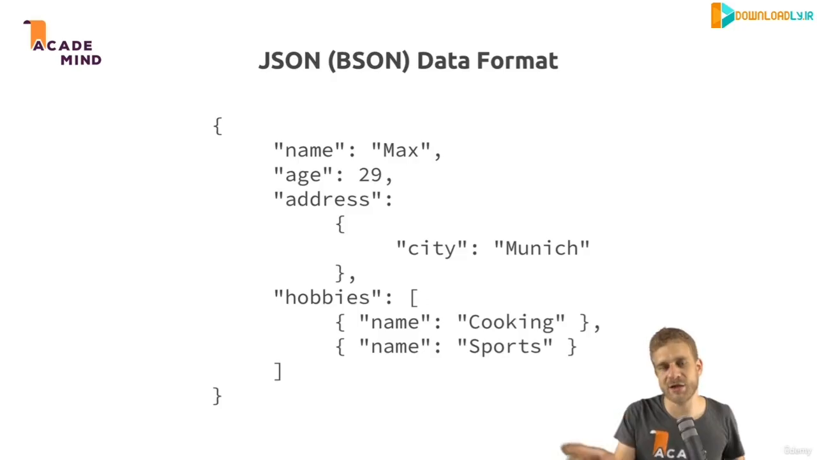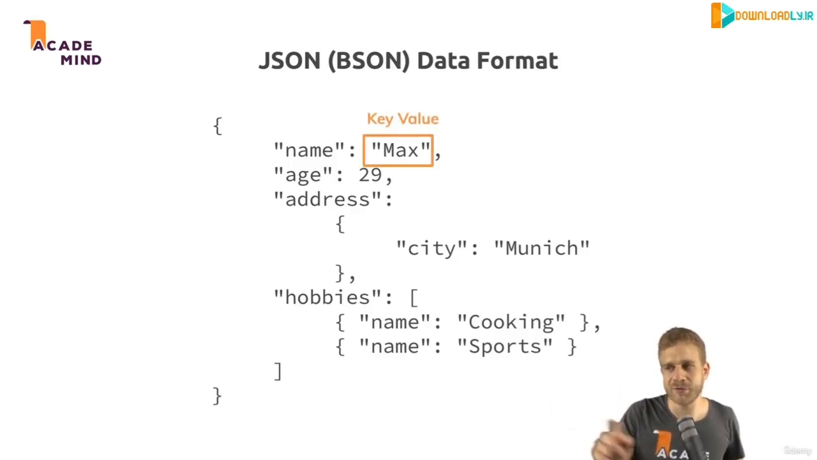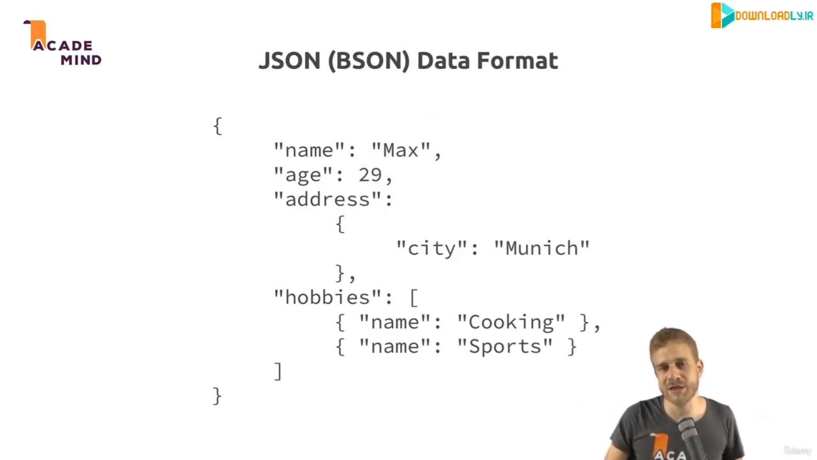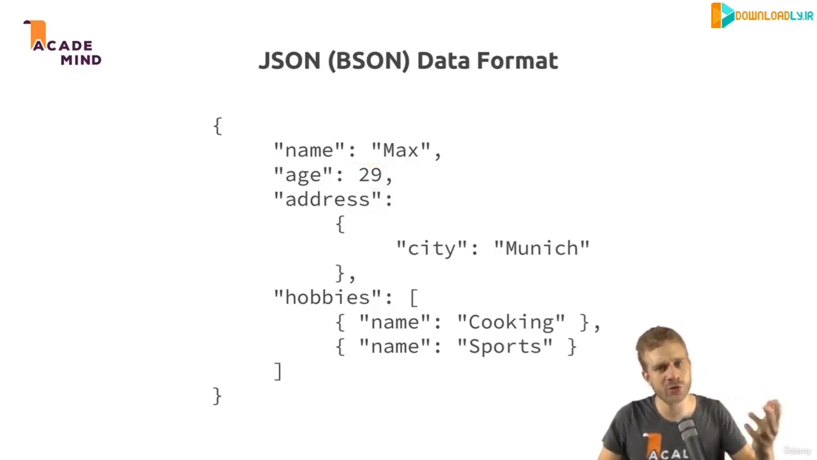And a key consists of a name, which has to be surrounded in double quotation marks. So name, age, address, and hobbies would be key names here, or also keys. I will also refer to them as just keys. Then we have a colon, and then we have the value of that key. So here we have max, which would be some text, a string, and therefore also has to be enclosed in double quotation marks. But you can also store numbers without double quotation marks. You could store booleans, true or false.